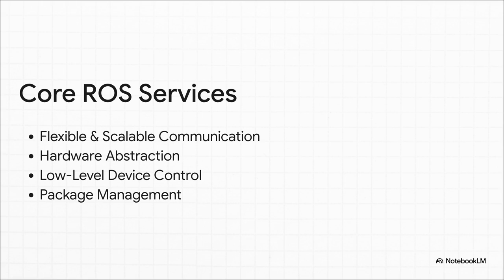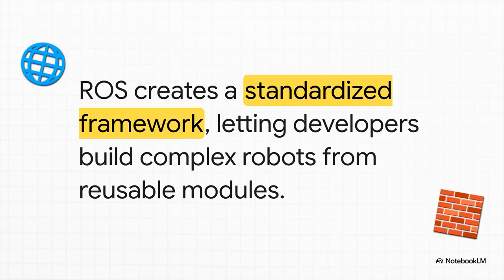So what's the ultimate takeaway here? It's this. ROS creates a common language, a standardized way for robot components to talk. And because of that, developers don't have to reinvent the wheel every single time. They can build insanely complex robots by mixing and matching these reusable, independent modules. It's a total game changer.